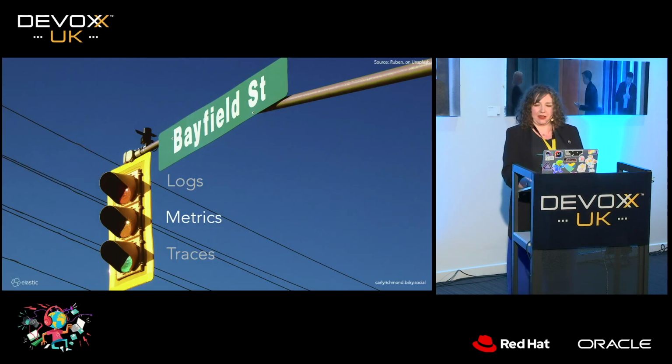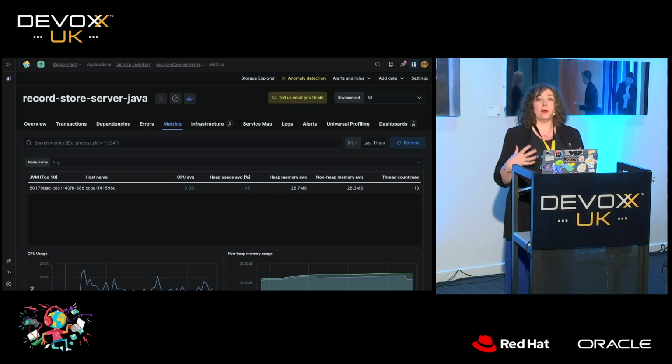The second type of signal is metrics. Are we all familiar with metrics and what these might be? I've got some hands. That's cool. So for those who are not, I'm talking about quantifiable values.